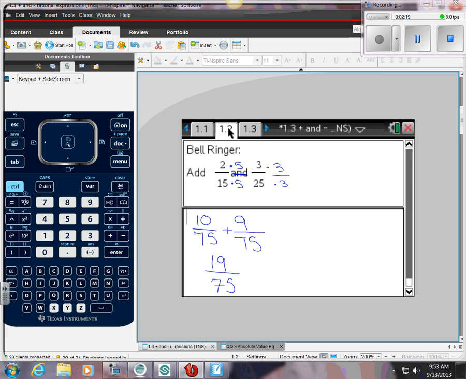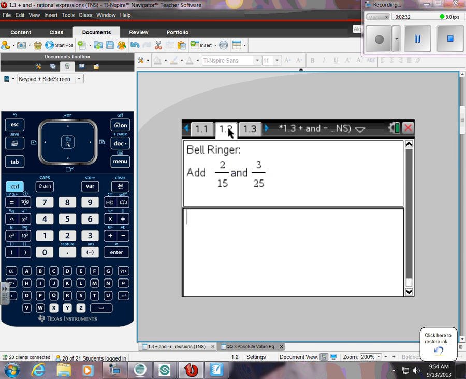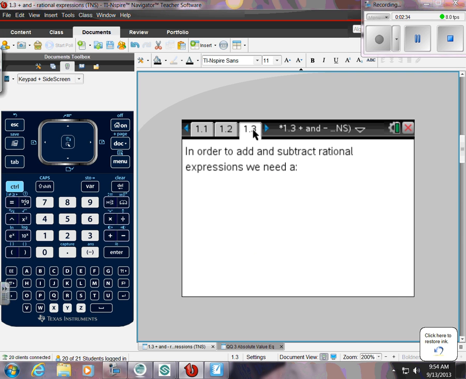Problems, questions, concerns? Okay, so when we're adding together rational expressions, we're going to need a... What do we need in order to add together two rational expressions? Say it again. Speak up. Common denominator. Okay, so in order to add two rational expressions together, we're going to need a common denominator. Okay, so that's where that fun factoring comes into play again.